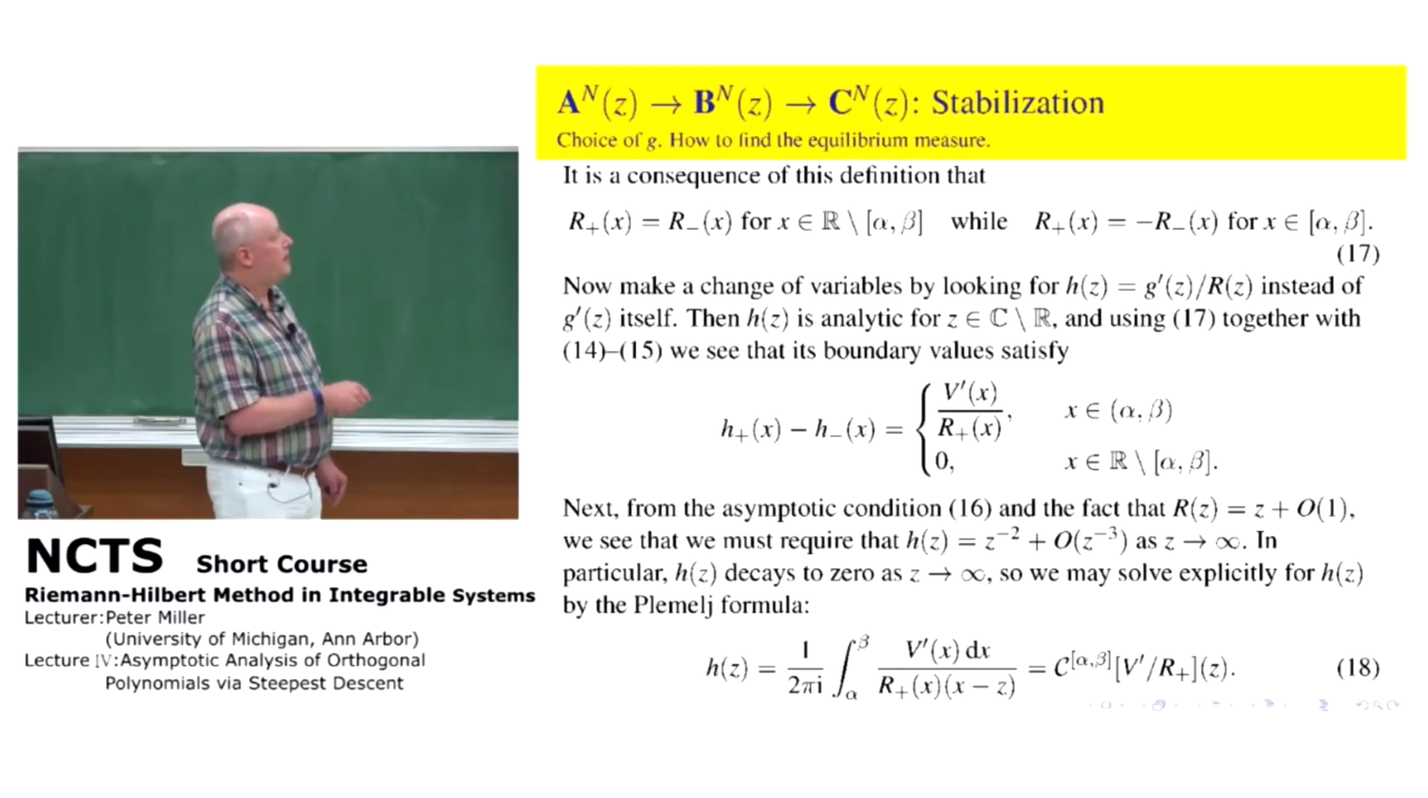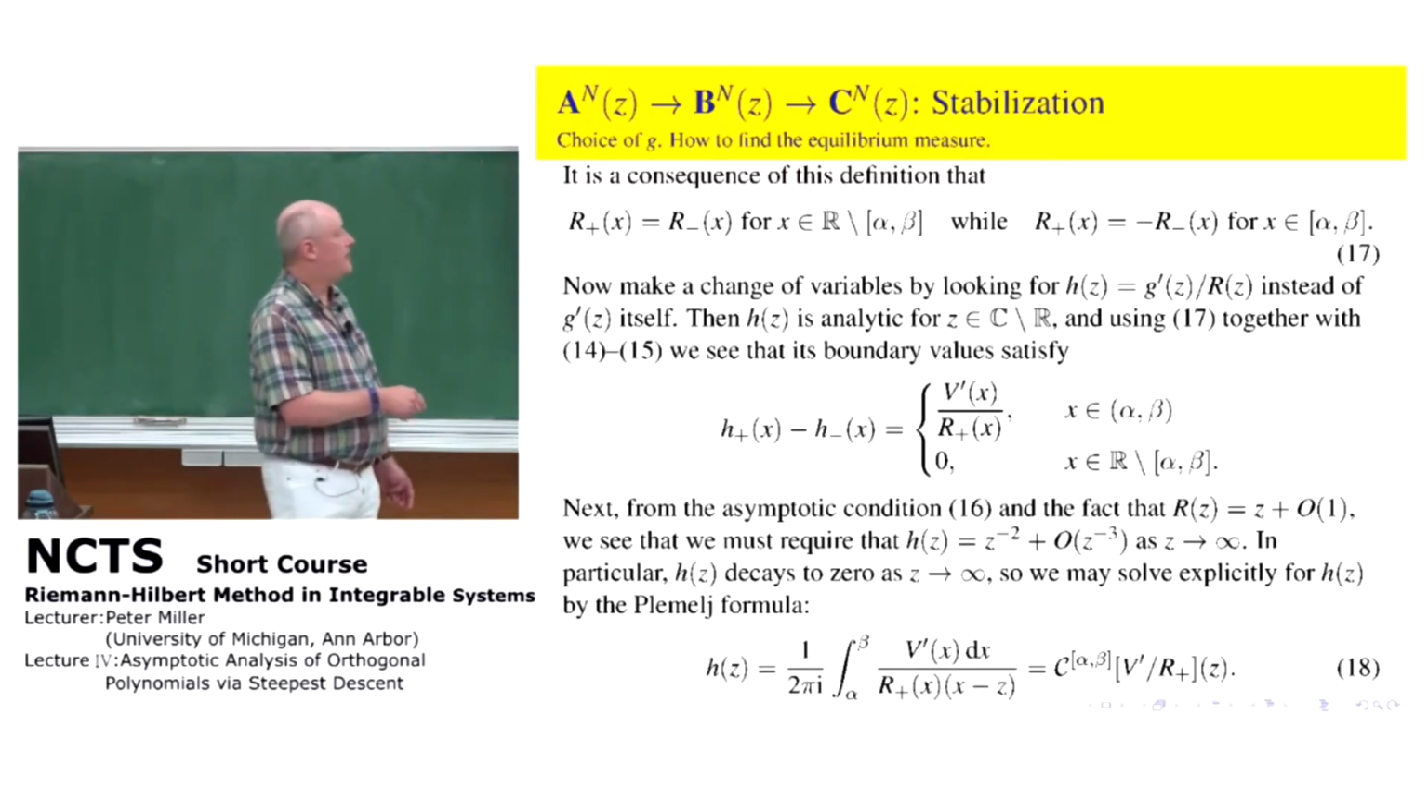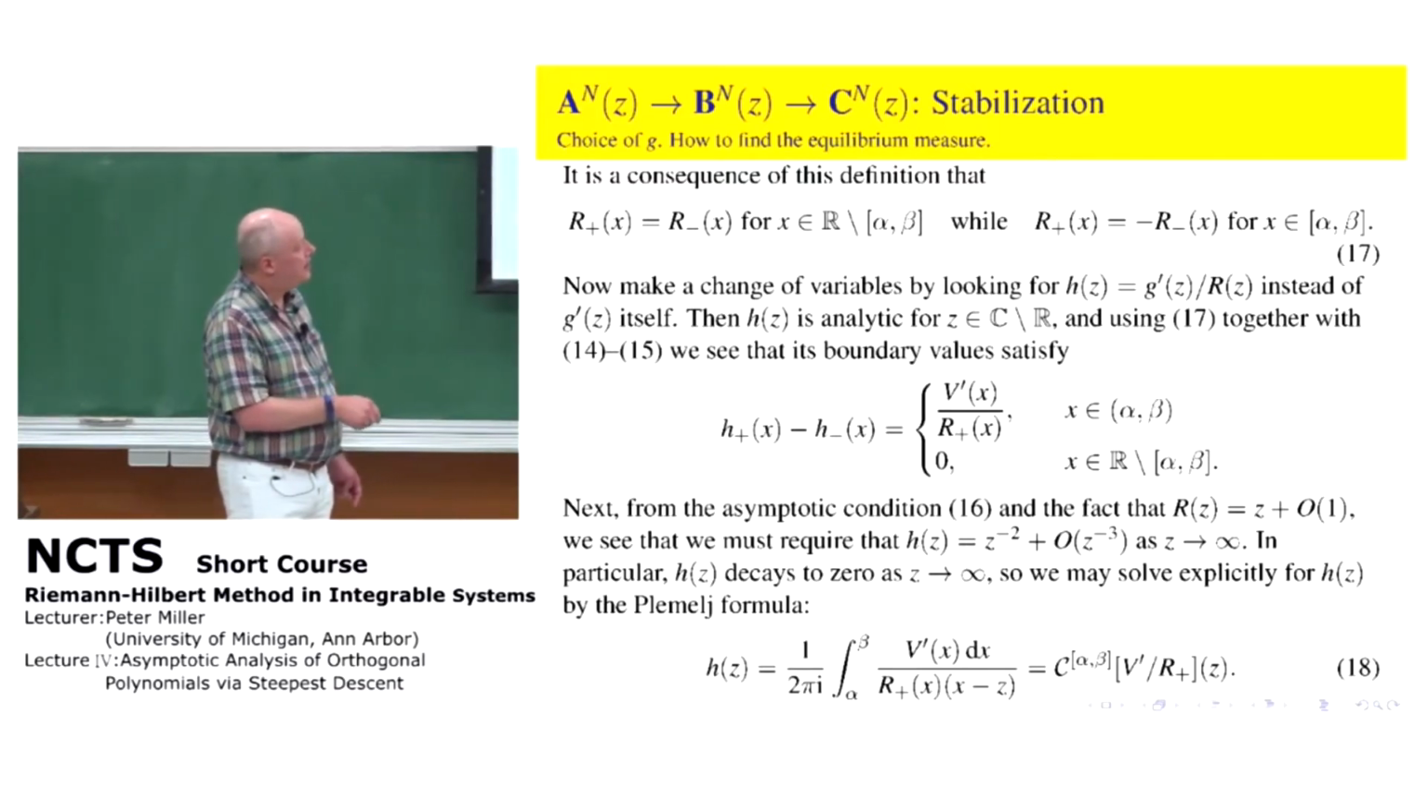That means we can write a formula for what h is by Plemelj's formula again. So h of z has to be exactly 1 over 2 pi i times the integral from alpha to beta of this Cauchy integral, right? So x divided by x minus z, so that's the Cauchy integral of v prime over r plus, in the interval alpha beta. So that's what h has to be.